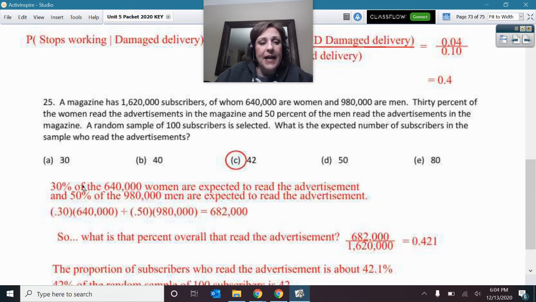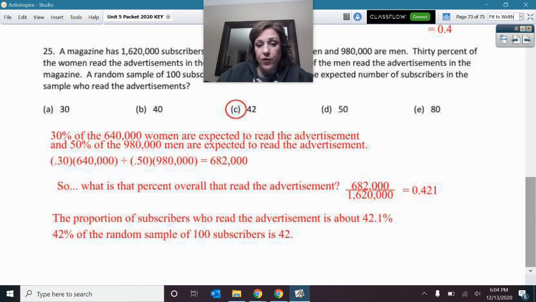All right, but I thought of it this way: 30% of the 640,000 women will read it, and 50% of the 980. So 682 then is the total who are going to read it. Okay, so then I just need to find the percent, and the percent's going to be the part who read it out of the total. So then that's how I got that part over the whole. So that was 42.1%.